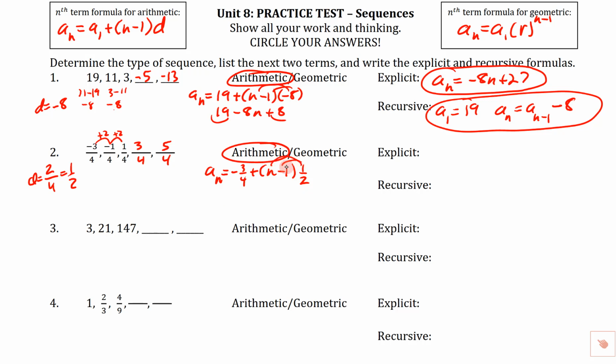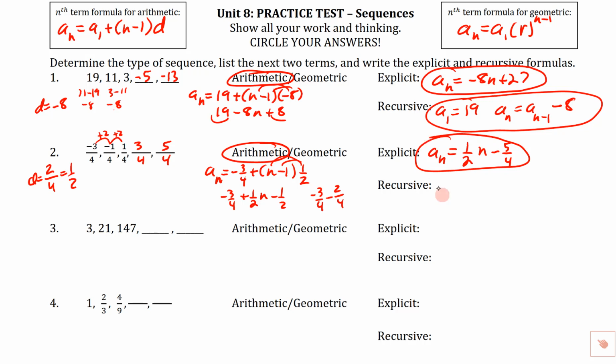Now, this might not be thrilling, but we can handle this. Let's go ahead and distribute through. So this is -3/4, and then plus 1/2 n, and then -1 times 1/2 would be -1/2. So the nth term formula, or the explicit formula here, is going to be 1/2 n, and then we need to put the two of these together. Well, this would be -3/4, and I'm going to get a common denominator of 4. Remember, it's that 2/4 here. So this would be -5/4. Okay, so there's our nth term formula, our explicit formula right there.